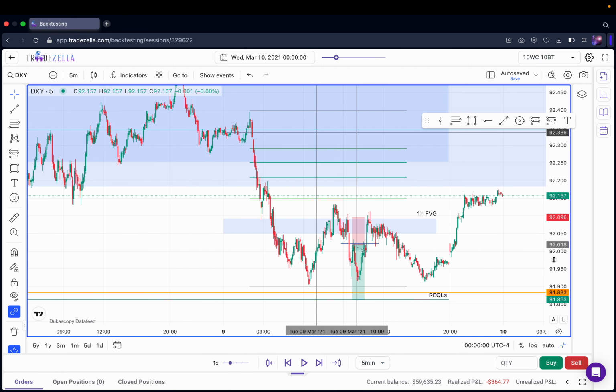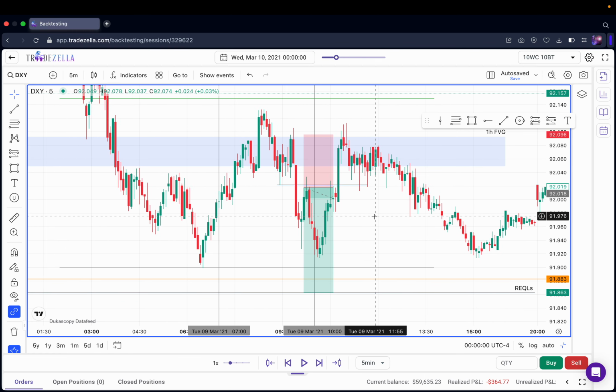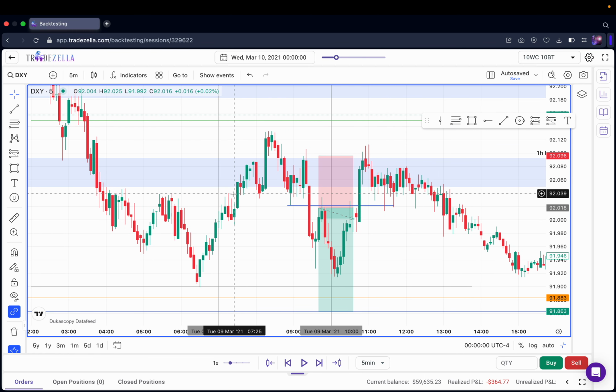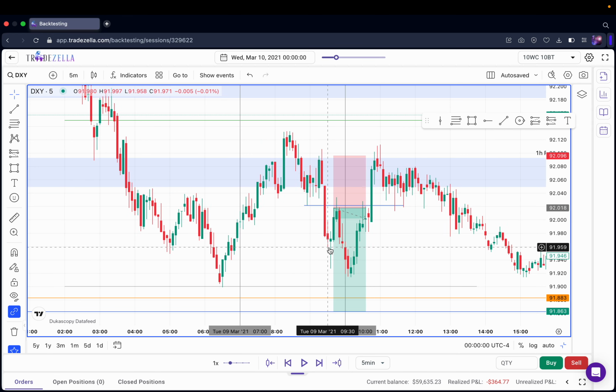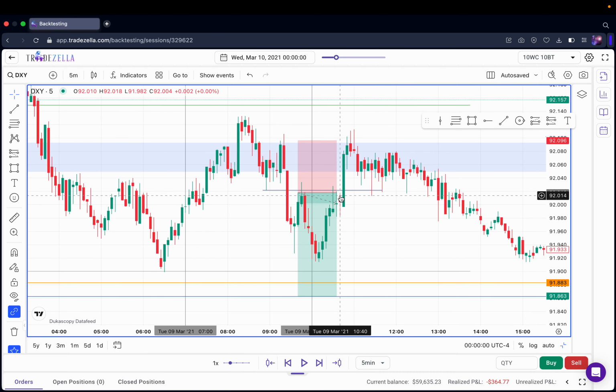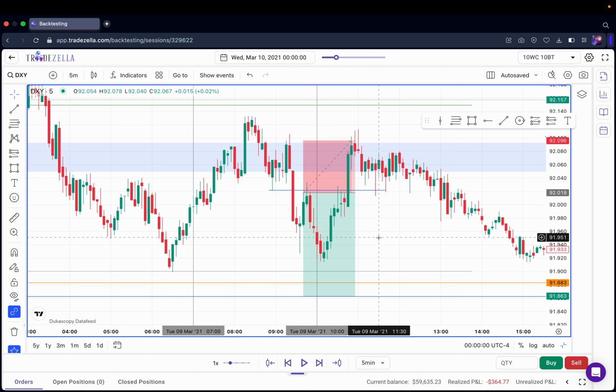If we go on the 5 minute, this is the 5 minute. Price went up, higher high. It took this, and then it came down, and this was a really, really good displacement. But as you guys can see, I did not get my target on the DXY, but I did get it on GBP.